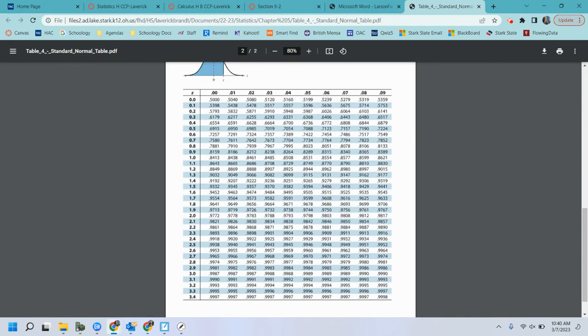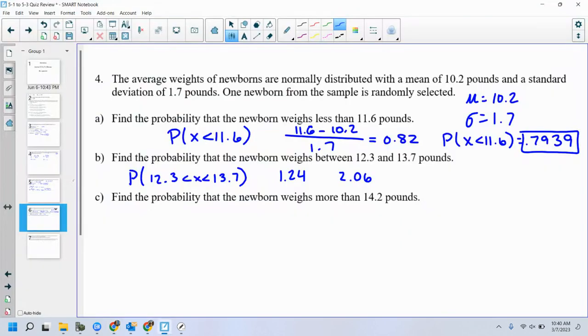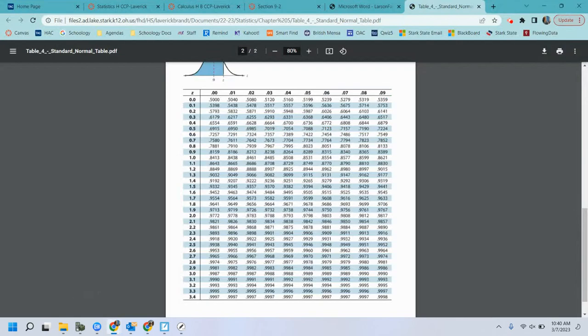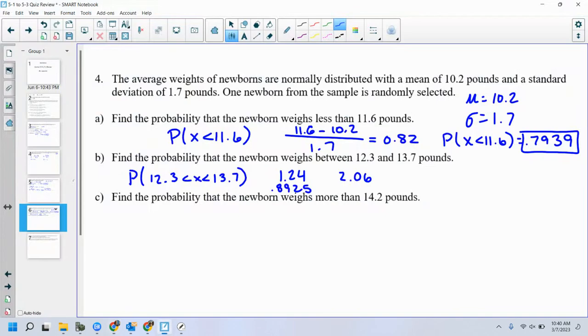Here's my 4 column. 0.8925. We'll put it right underneath that so we have it right there. Then 2.06. Shoot, I keep doing my calculator. 2.06 gives 0.9803.